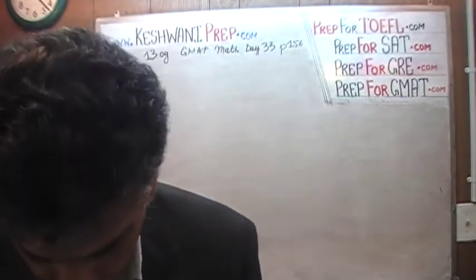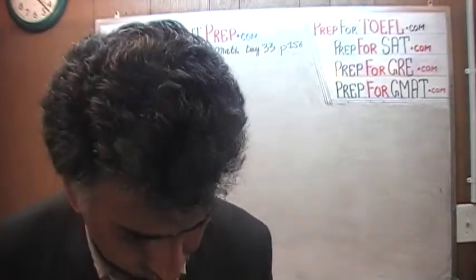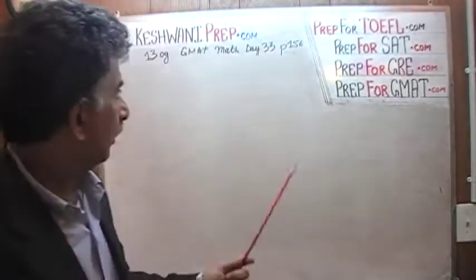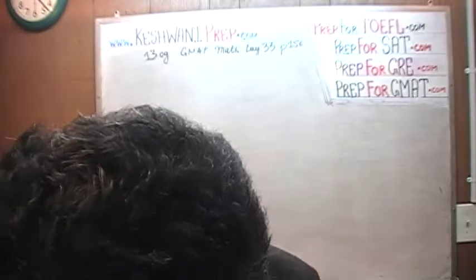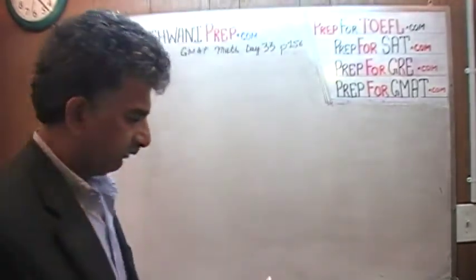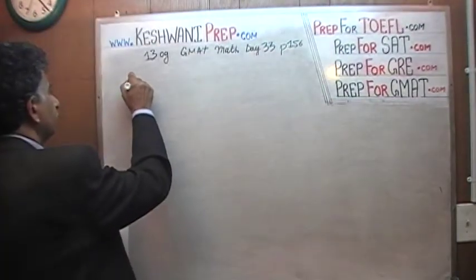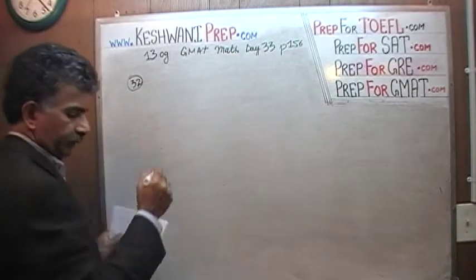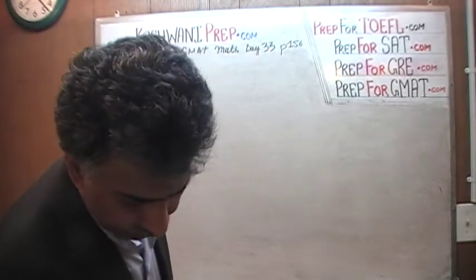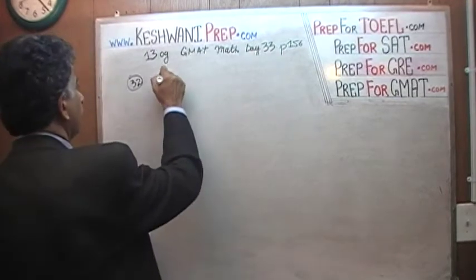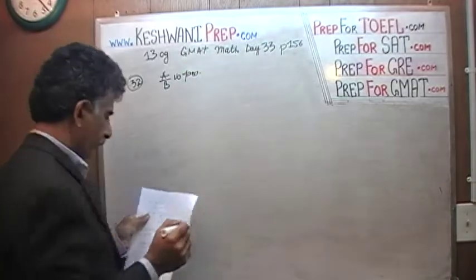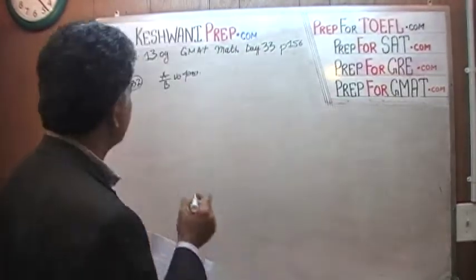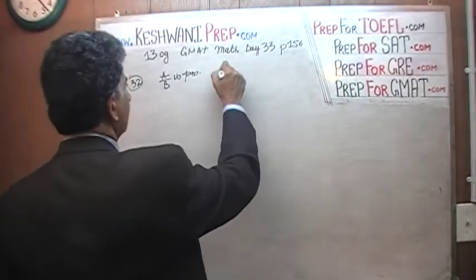The problem that we are about to solve is the one that you will find on page number 156, and today is our lesson number 33. Let's take a look at it. Problem number 32 on page number 156. It says if the quotient a over b is positive, so we are told that a over b is positive. The question simply is, which of the following must be true?